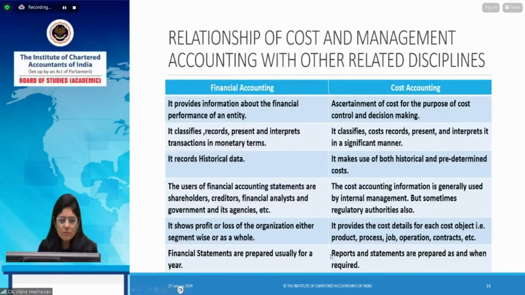Clear? Financial statements are usually prepared for a year, for a financial year from April to March. But in cost accounting, there is no fixed term. The statement could be made for a week, or a fortnight, or a month, or 6 months, as and when the management requires. So there is no particular fixed period for which costing is ascertained or cost reports are made. There are no fixed formats, and no fixed period for which you make a cost accounting record. All right.